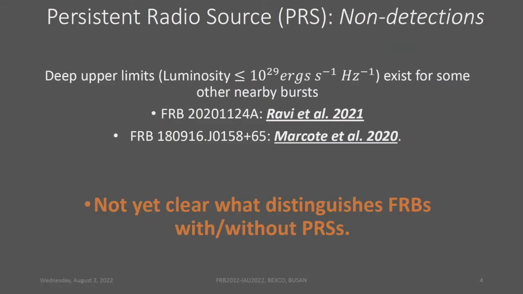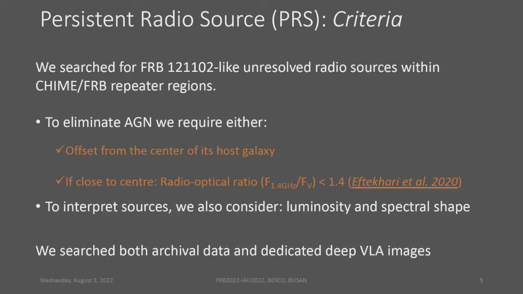Right, so even though we have these two detections of PRSs from repeaters, we have also recorded deep upper limits in the community for some FRBs, like I've listed here, where we do not see a persistent radio source. And so it's not clear if there are some preferences with finding PRSs with repeaters or not, and it's still also not clear what distinguishes FRBs with this. So it's important that we find many of these in order to clearly differentiate things.